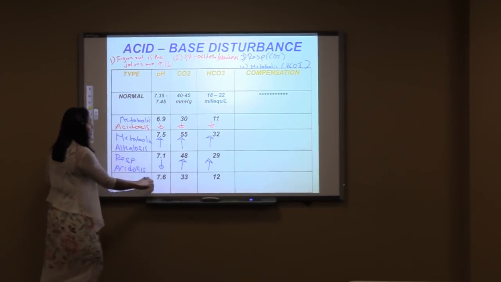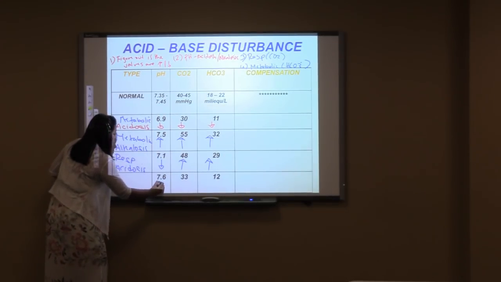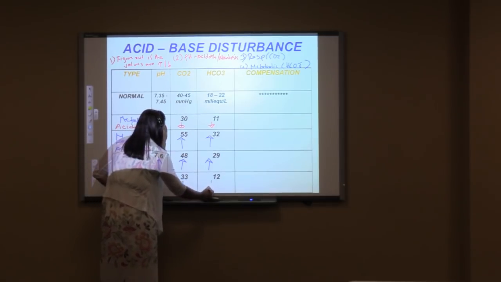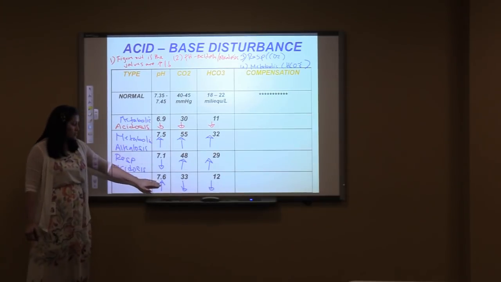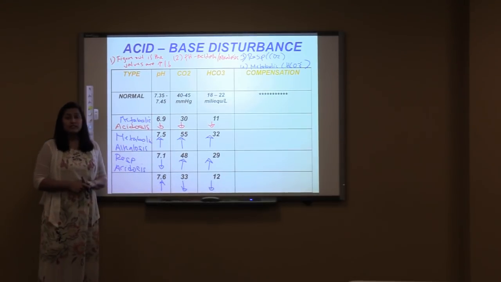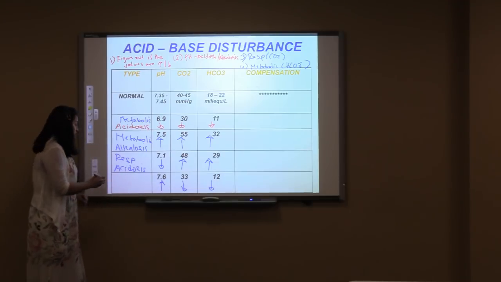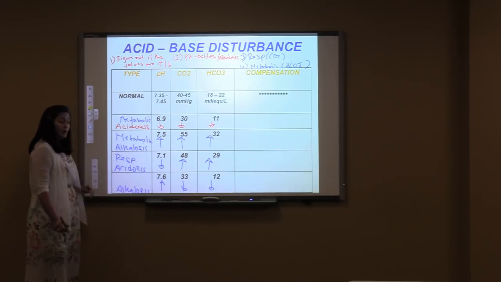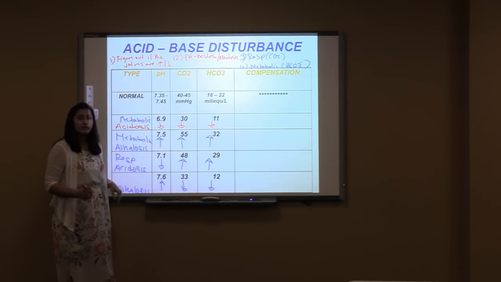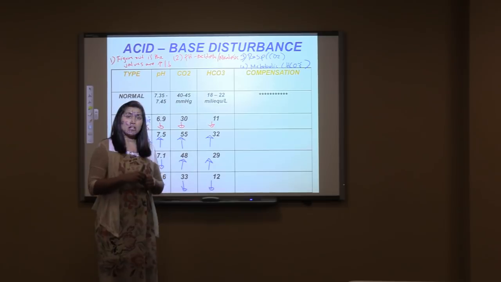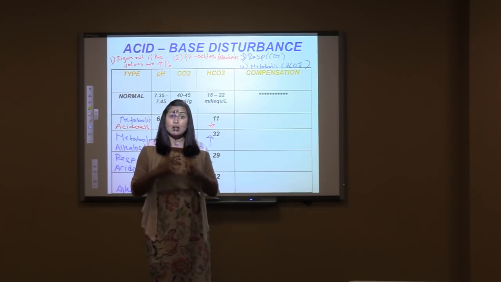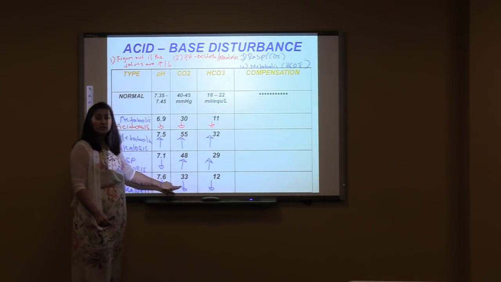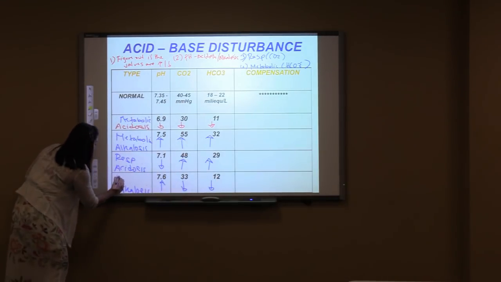And the last one. I look at the pH, 7.6 means the pH increased, so I'm in alkalosis. Okay. Again, I think it's respiratory. So if I have respiratory alkalosis, what should my CO2 levels be? Ideally, it should be low. Did it match my prediction? Yes, so then it's respiratory alkalosis.